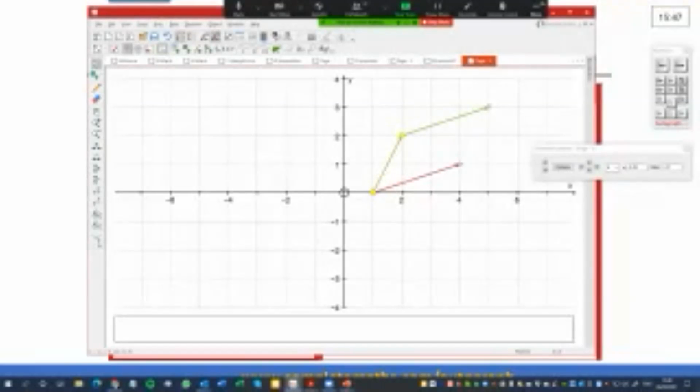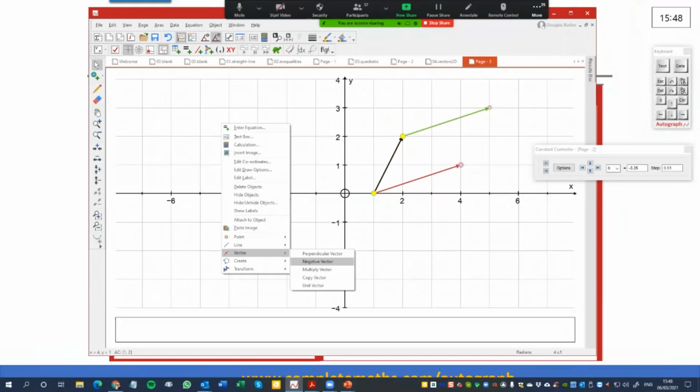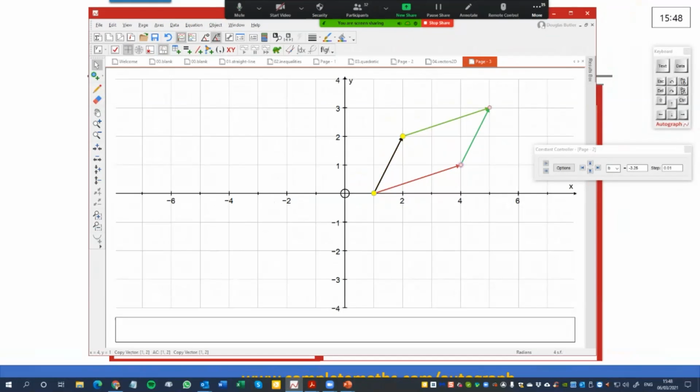Vector, its position is irrelevant. It's just its length and its direction, its magnitude and direction. So I can select this one and right click, vector, copy. Now we agreed that there is a rule for adding vectors, which is that you add the x's and you add the y's. Therefore, adding these two vectors is simply going to be this diagonal up here. So that one, and that one, and this point, and right click, vector.